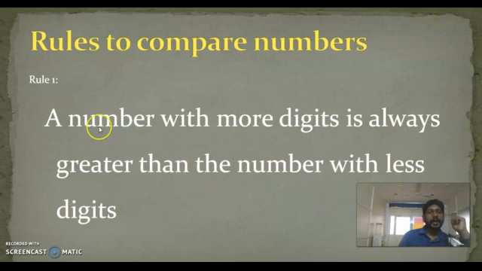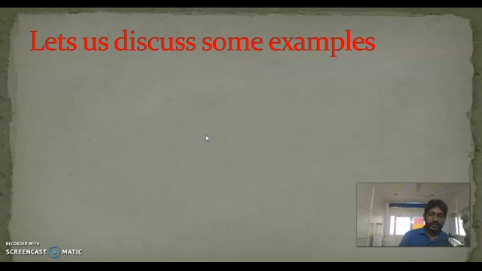Rule 1: a number with more digits is always greater than the number with fewer digits. That is most important. If a number has more digits and another number has fewer digits, then without hesitating over the place values, we can directly say the number with more digits is greater. Let us discuss with some examples now.